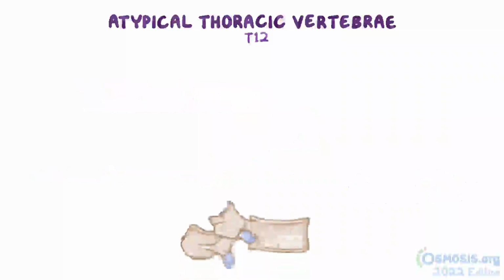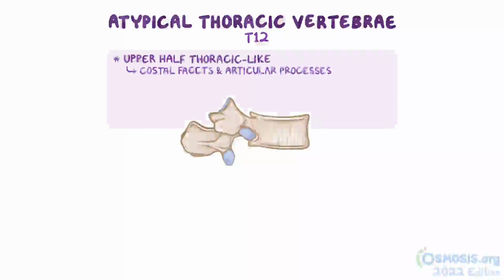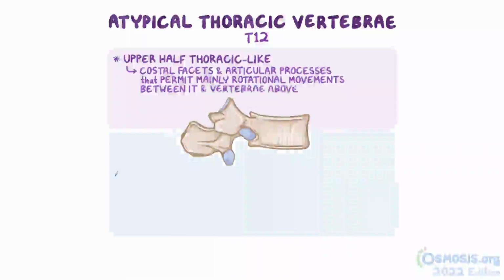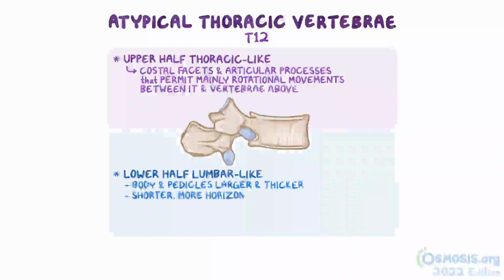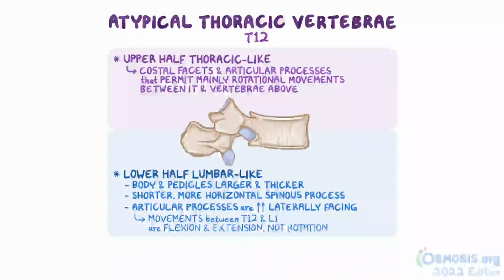T12, on the other hand, has quite a bit in common with its downstairs neighbors, the lumbar vertebrae. Its upper half is more thoracic-like, having costal facets and articular processes that permit mainly rotational movements between it and the vertebrae above. Its lower half is more lumbar-like, with the body and pedicles being larger and thicker, as well as having a shorter, more horizontal spinous process. Furthermore, the inferior articular processes are more laterally facing, which means the movements between T12 and L1 are flexion and extension, not rotation.